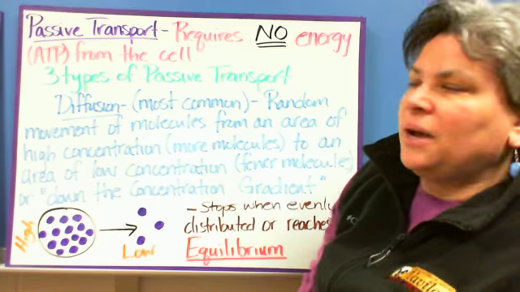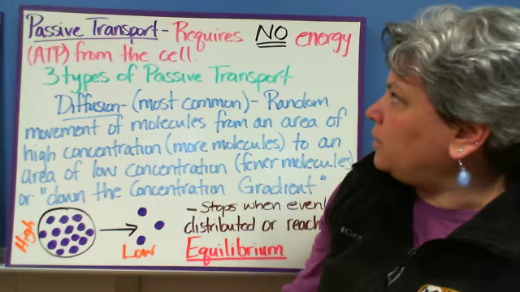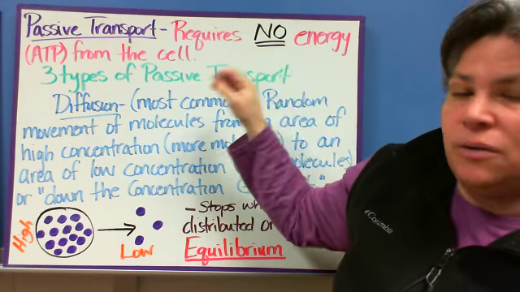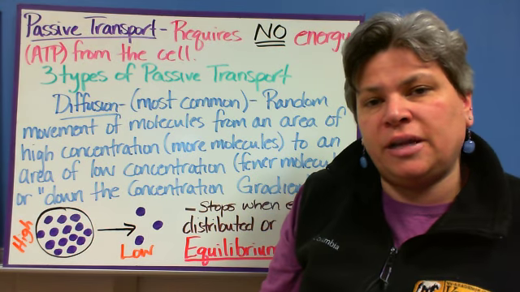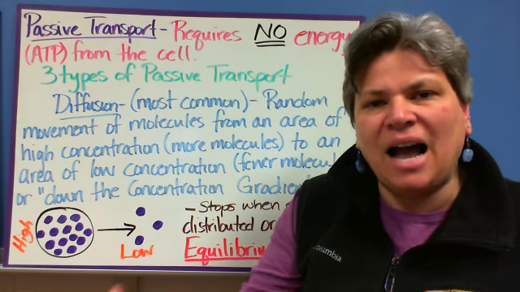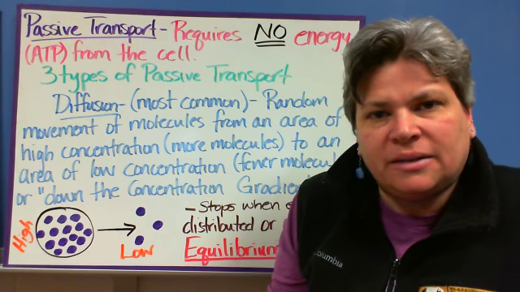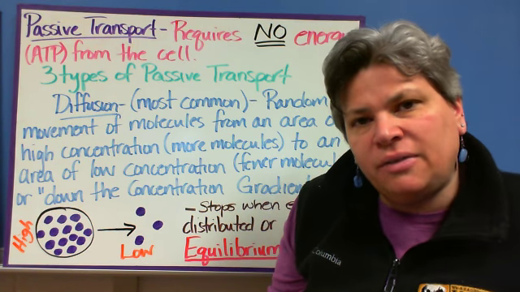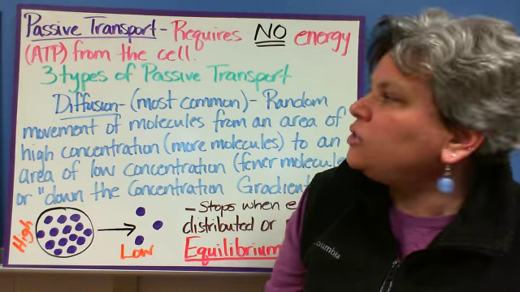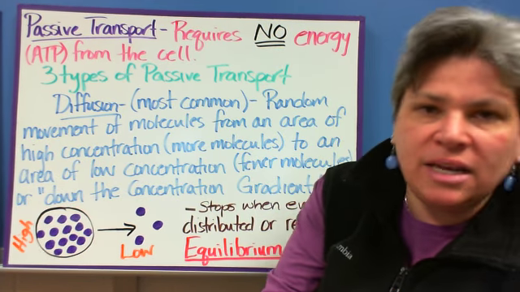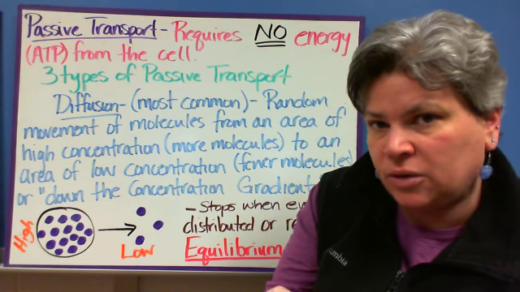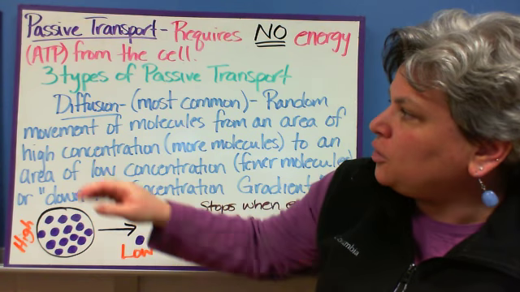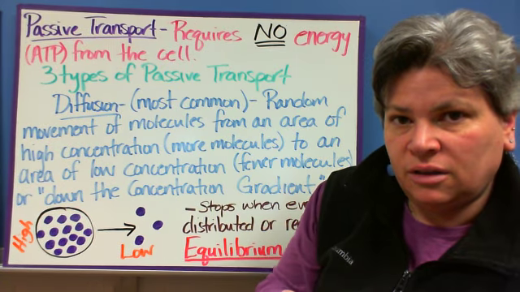So we're going to talk about that idea of passive transport. It requires no energy. Remember, energy is ATP. So when we're undergoing passive transport, if something is passive, it's not really doing anything. It's just kind of there. No energy. So passive transport requires no ATP from the cell. And there's 3 different types of passive transport that we need to look at. The first one is called diffusion.